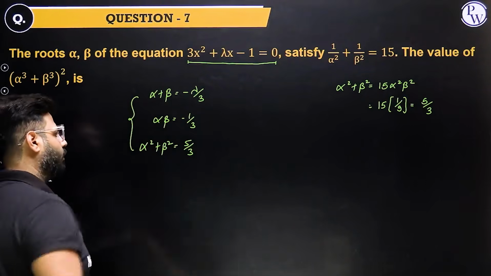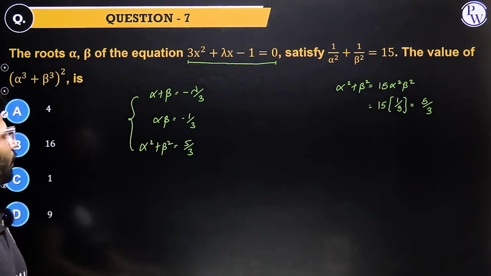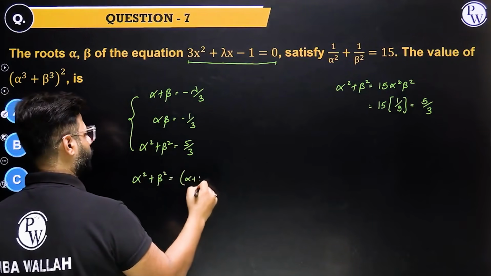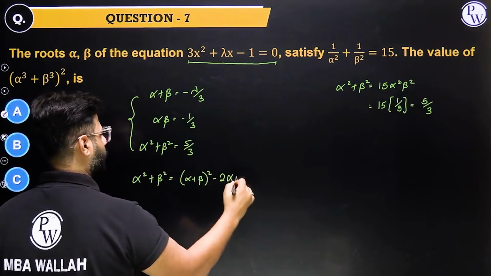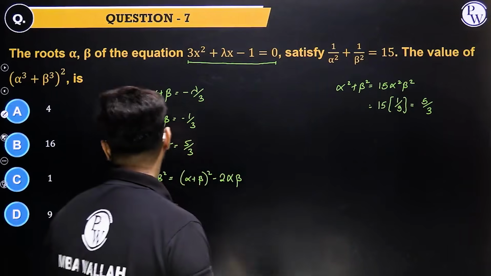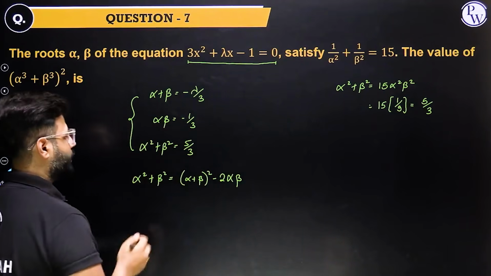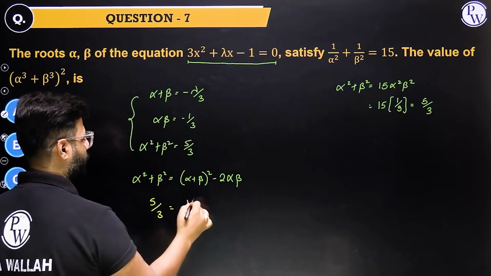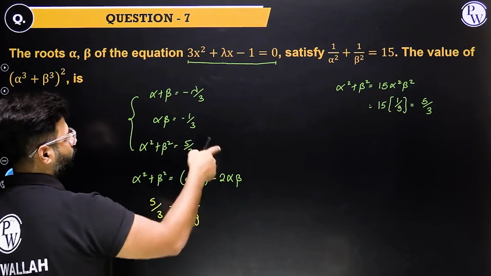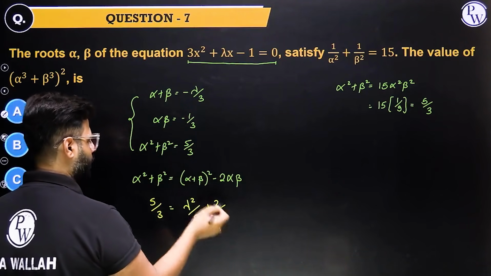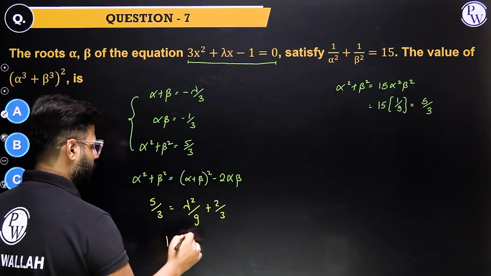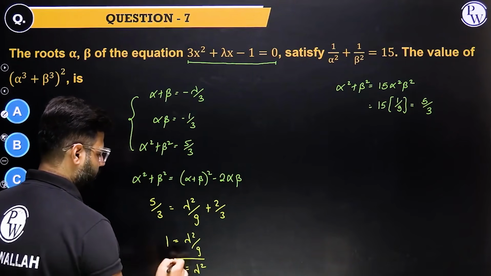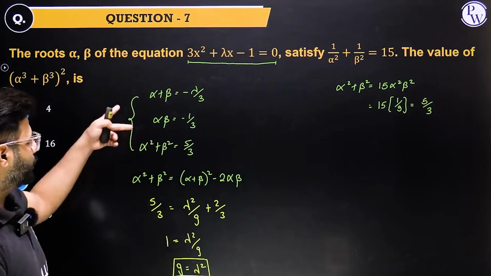Using all these three, I'll be able to find out lambda. I know very well how. I know the property that alpha square plus beta square equals alpha plus beta whole square minus 2 alpha beta. Use it, get the value of lambda. Let's get lambda, guys. 5 by 3. Alpha plus beta whole square is lambda square by 9, minus 2 into minus 1 by 3, that's plus 2 by 3. Comes over this side. 5 minus 2, 3 by 3, 1 is lambda square by 9. That means lambda square equals 9.